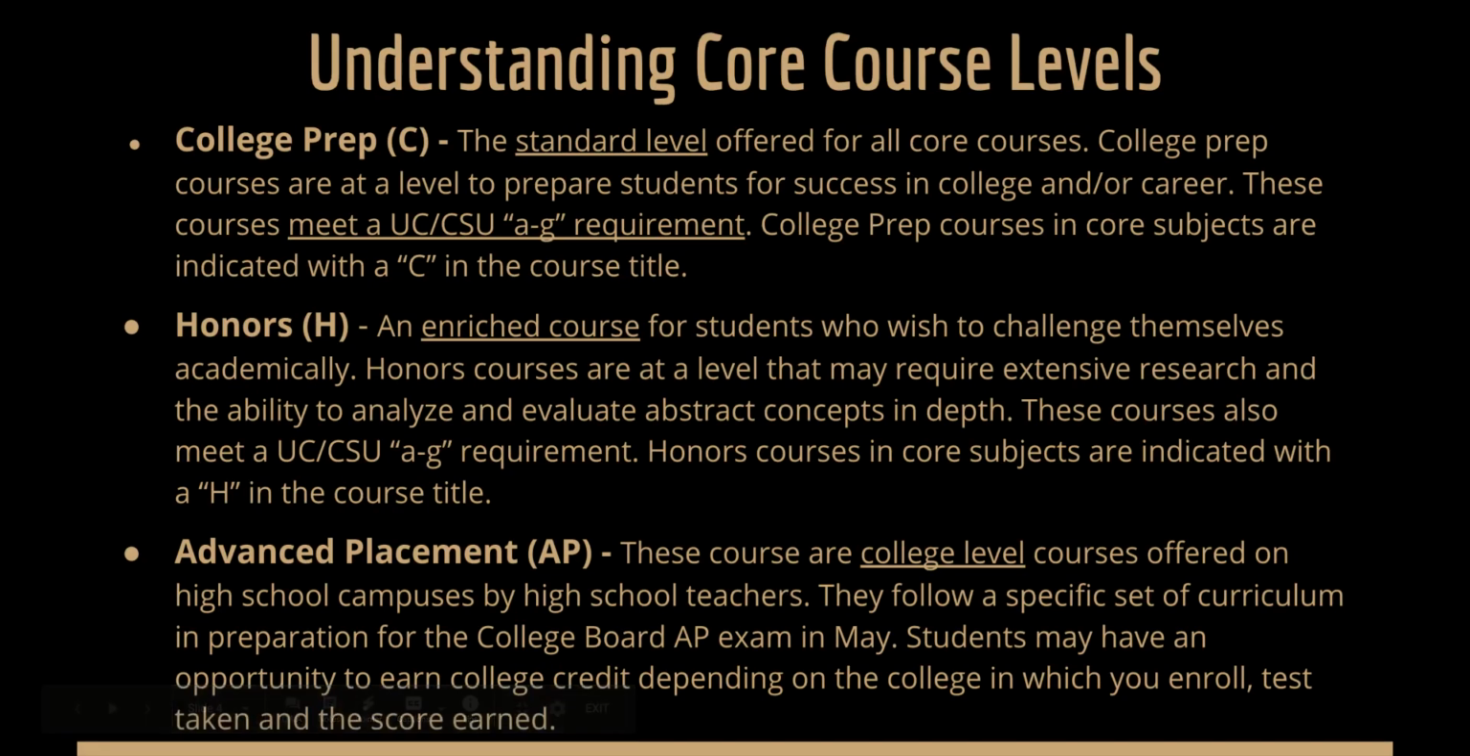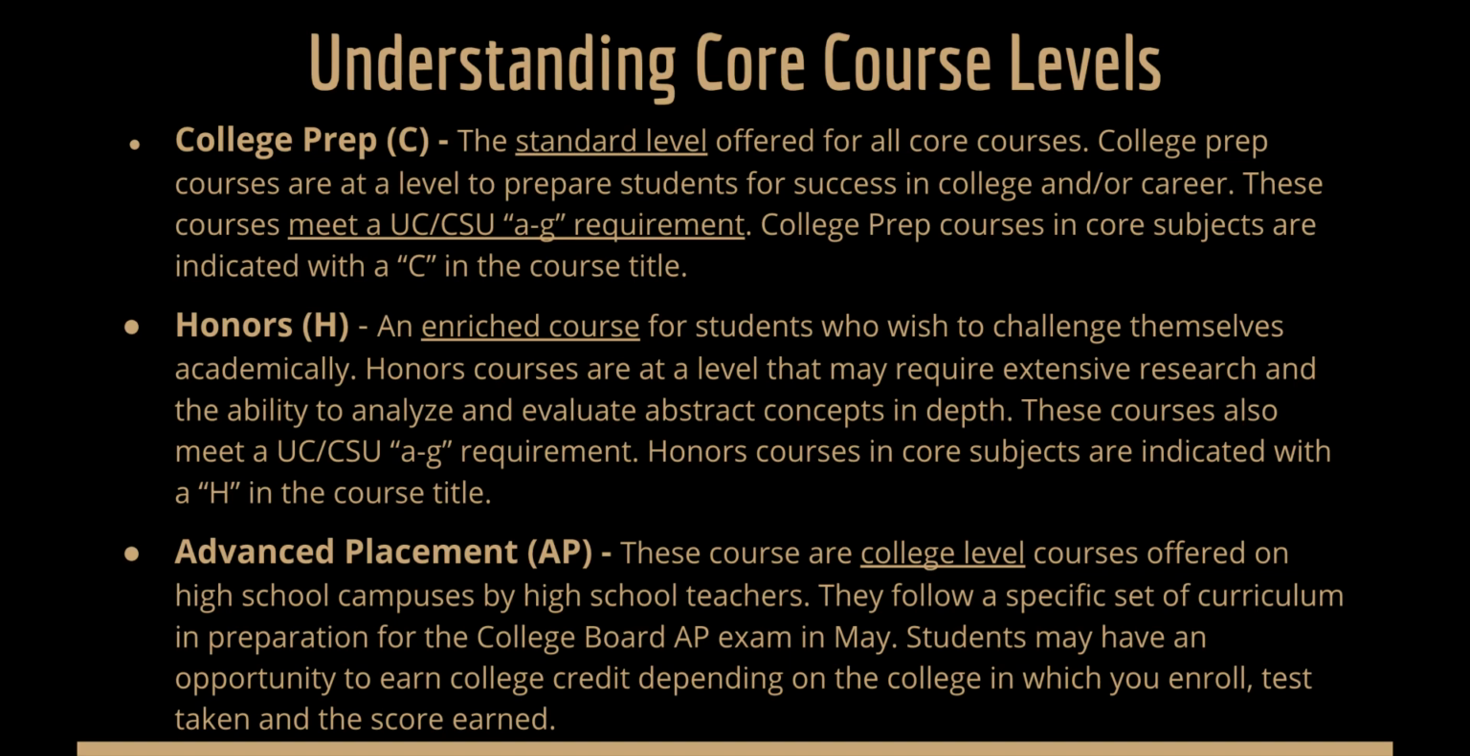Now, to understand the core course levels, we have three different types of courses. College prep is the standard level. It's offered for all core courses. College prep courses are at a level to prepare students not only for success in college, but also for career. These courses do meet the UC CSU A through G requirements, and these course subjects are indicated with a C in the course title. Honors courses are enriched or advanced courses.